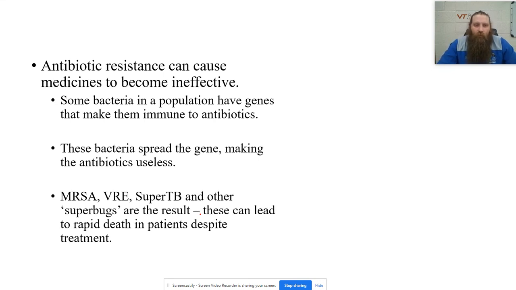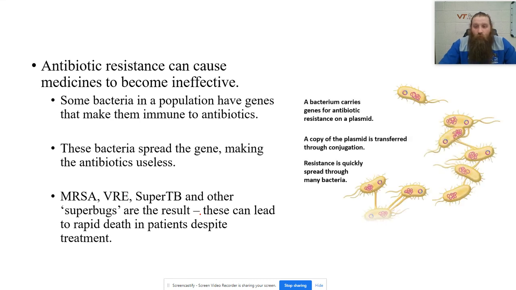So just like there's some bad things when our immune system goes overactive against a donor tissue, antibiotic overuse can lead to antibiotic resistant bacteria. So things like MRSA or VRE or super TB, TB stands for tuberculosis. Bacteria that are resistant to antibiotics means that when you get sick and the doctor gives you the antibiotics, they don't kill them and you keep getting worse. So those are not good.